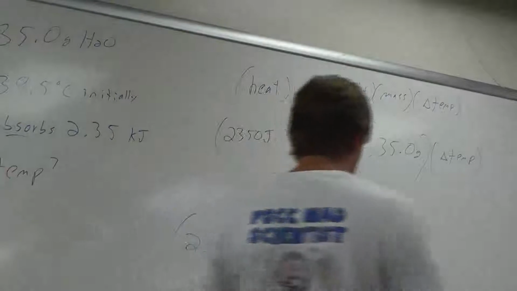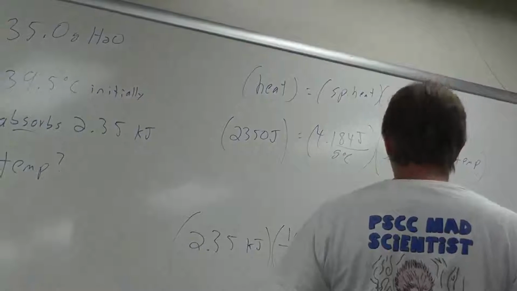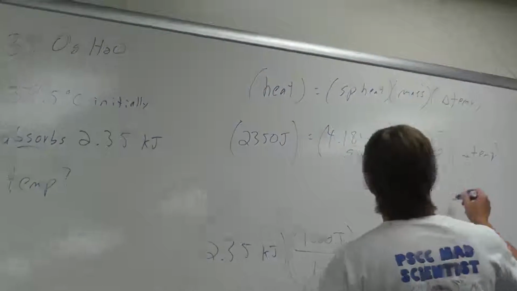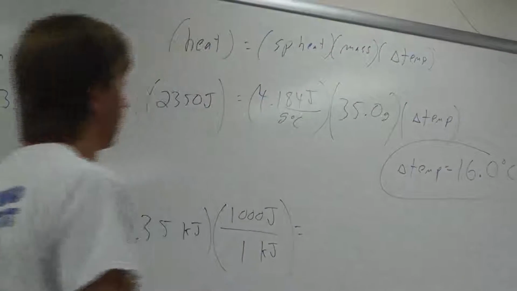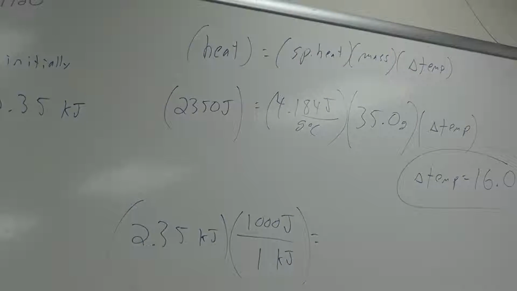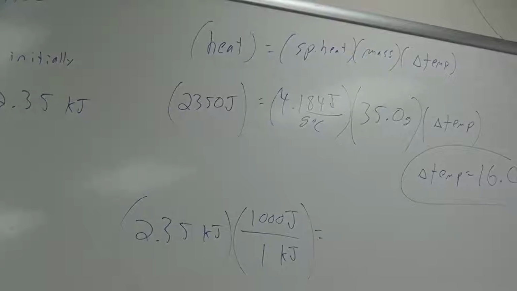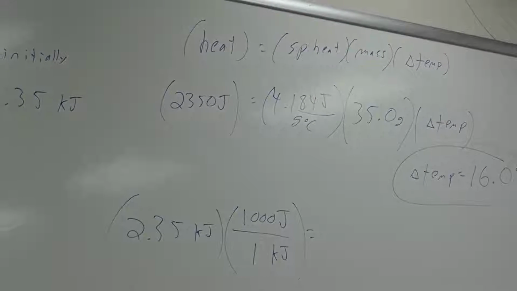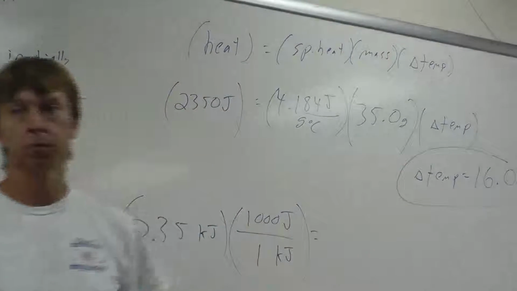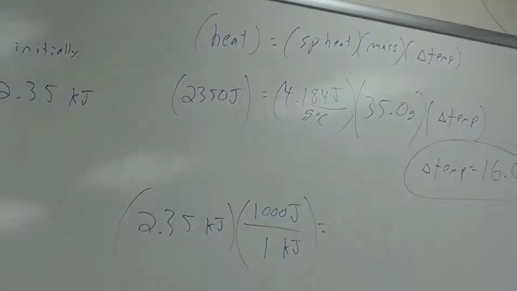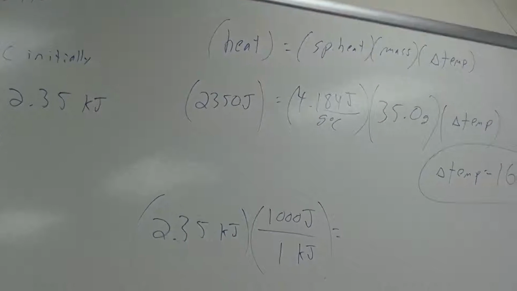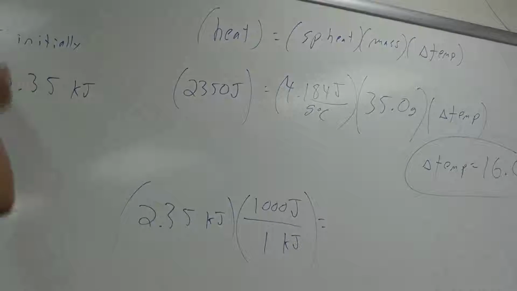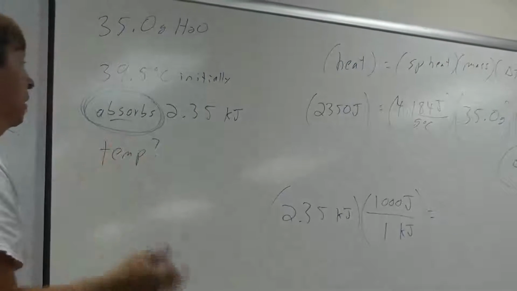So 2,350. Divide by 4.184, divide again by 35. This is a temperature change of 16.0 degrees Celsius. Now we're not done yet, but are you okay getting that change? It was the 2,350 divided by both of these. Just rearranging the algebra. That's a temperature change of 16 degrees. Because it's absorbing heat, it's getting 16 degrees hotter than it was initially.